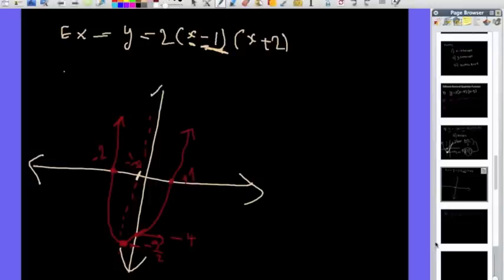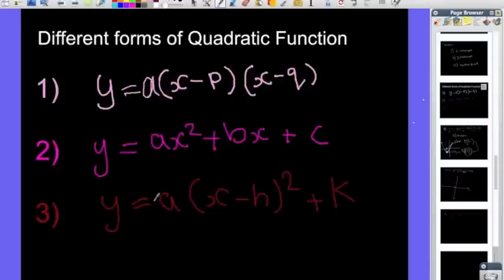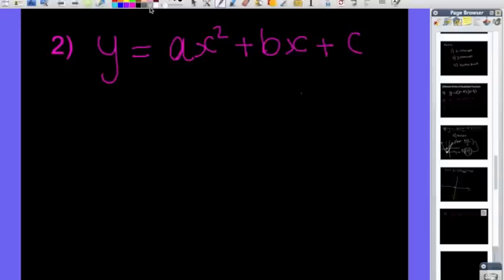So now let's move on to the second form, which is y equals ax squared plus bx plus c. Oh, also remember that in the first form, second form, and third form, if a is greater than 0, we get the upward graph, and if a is less than 0, we get the downward graph. Just like what I explained before. Okay, just a reminder.